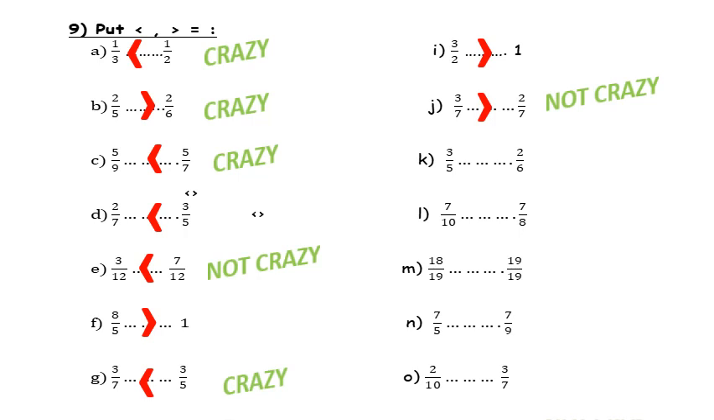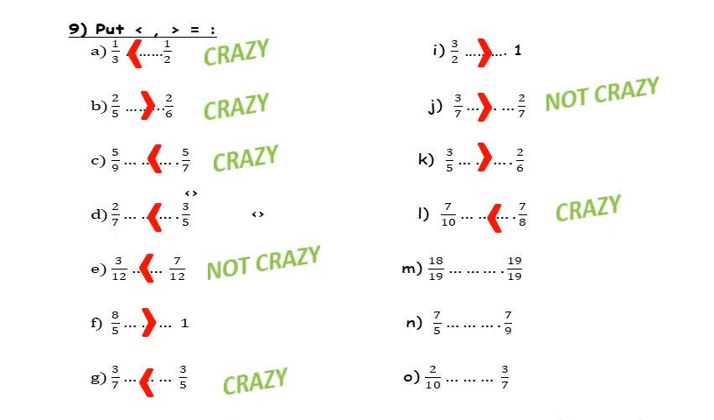3 out of 5 and 2 out of 6. These two fractions don't have the same numerator or the same denominator. That means I will use cross multiplication. 6 by 3 equals 18 and 5 by 2 equals 10. 18 is greater than 10. That means 3 out of 5 is greater than 2 out of 6. 7 out of 10 and 7 out of 8. This is a crazy fraction. That means 7 out of 8 is greater than 7 out of 10.